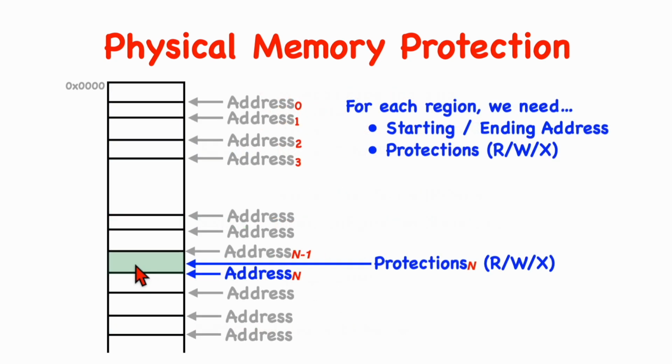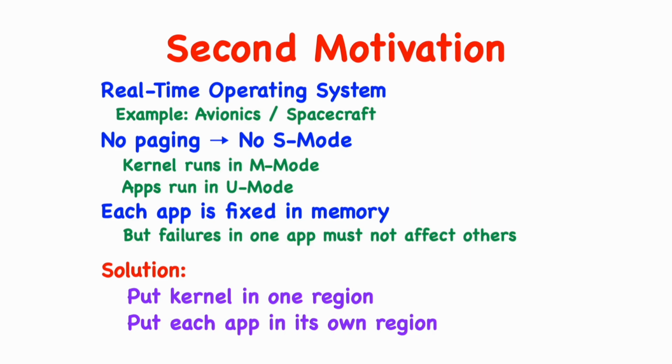Now let's focus on a single region. For each region, we need two pieces of information. We need to know where the region is located, and we need to know what protections the region is to have. Let's discuss another scenario in which the physical memory protection system might be useful.